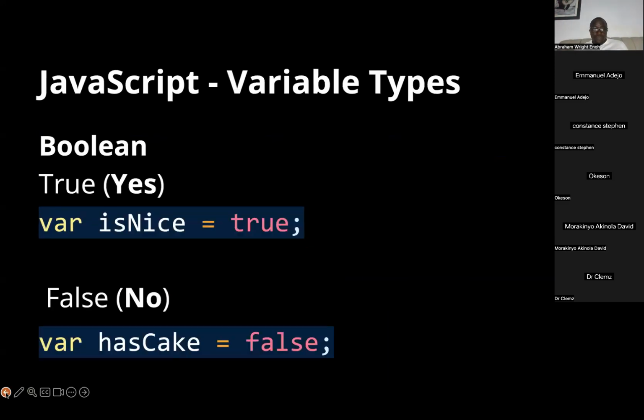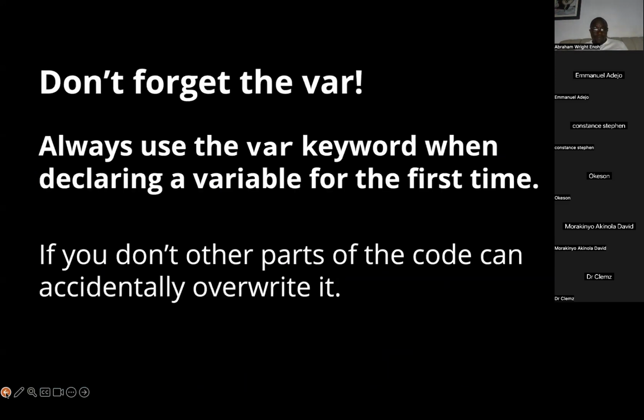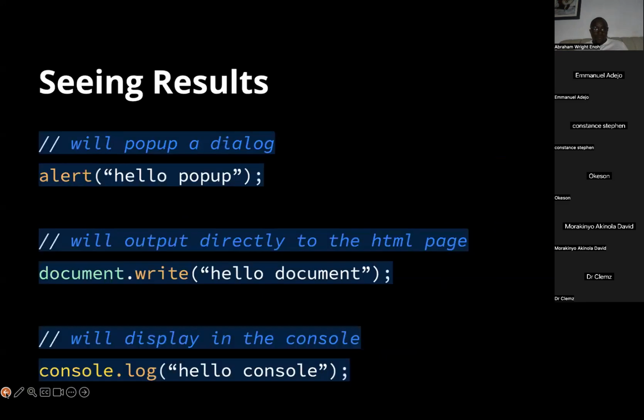I want to take you to that slide that I mentioned. Do you see this, sir? Yes, I can see it. This is the runtime environment. When we say alert, we pop up a dialog box. If you remember, that is what happened. It will pop up a dialog box. Then document.write will output directly to the HTML page. You're going to see it happen in there.